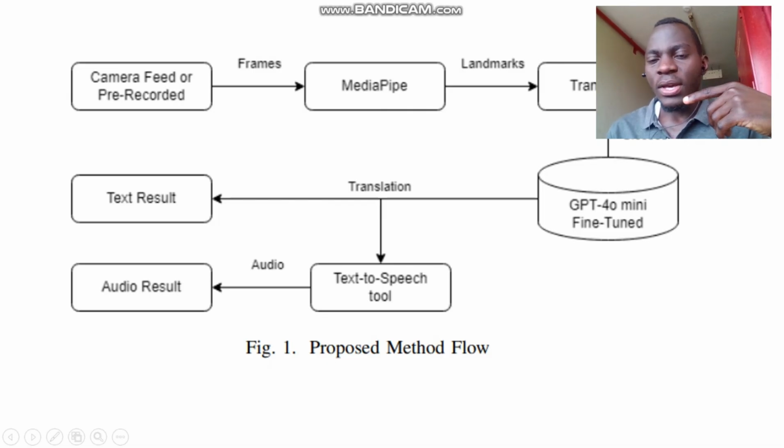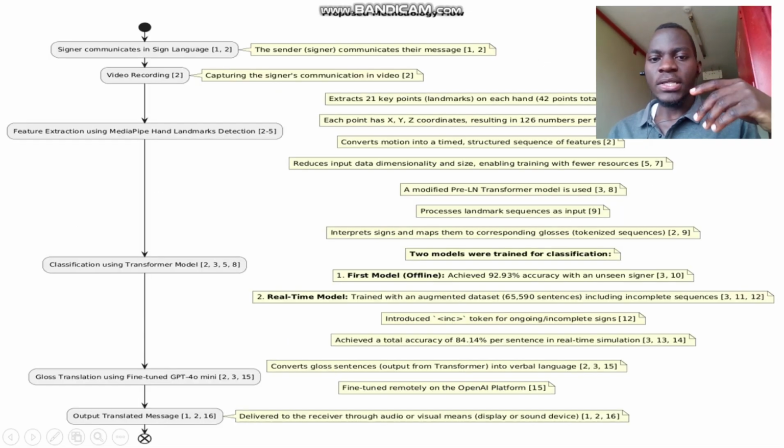So this transformer gets these landmarks and then transforms them into glosses. I told you glosses are signs that represent someone. So these glosses can be understood by the GPT, and then the GPT is the one that does the translation of those glosses into words. So it can be text. Here they use a tool for text to speech, which can be like Google text to speech. So it transforms text into audio, basically that.